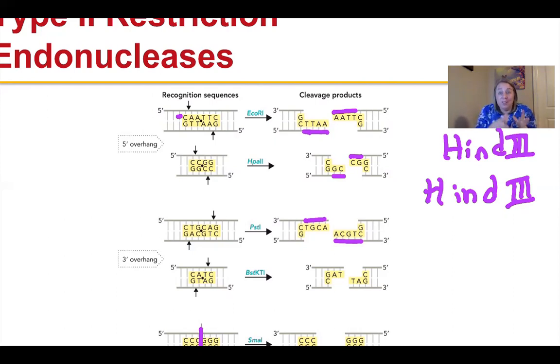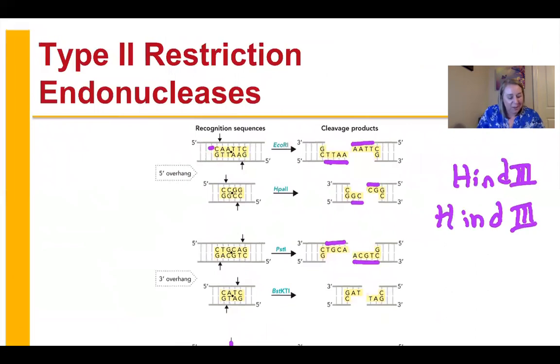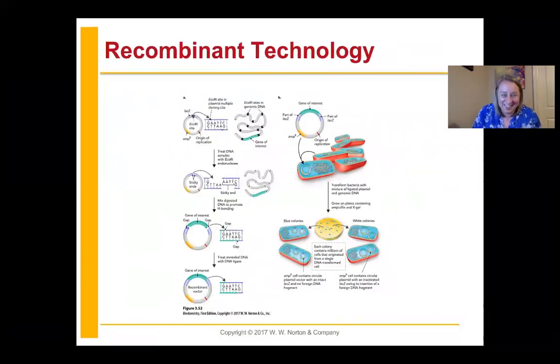But we've said, oh, this is a really cool mechanism. We can make this work for us. And it's really cool because these recognize specific DNA sequences, and we can capitalize on that, right? Okay, so how do we use restriction enzymes?